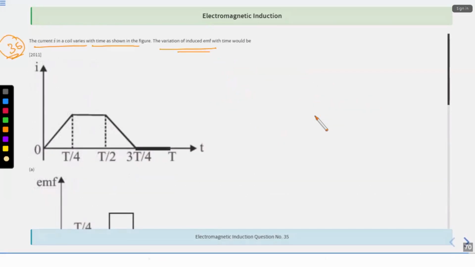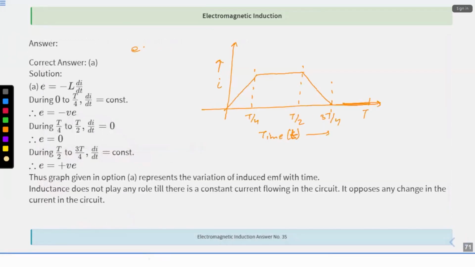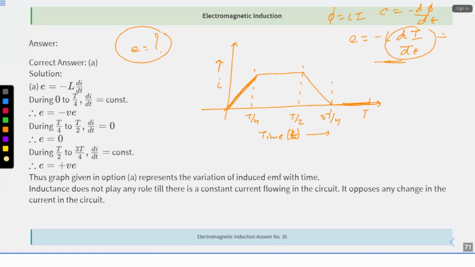Okay, so now I need to calculate the EMF induced current. I know that EMF induced is given by minus L di by dt. Again, from the same equation, phi equals Li and EMF equals minus d phi by dt. Then I will get this thing. So in the first t by 4 seconds, my current is increasing with time. So this thing would be positive, so my EMF would be negative. Why? Because we can see that current is increasing with time in the first t by 4 seconds. So EMF would be negative as shown here in the first t by 4 seconds.